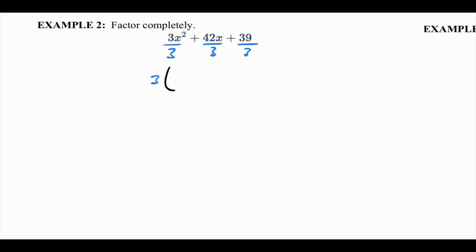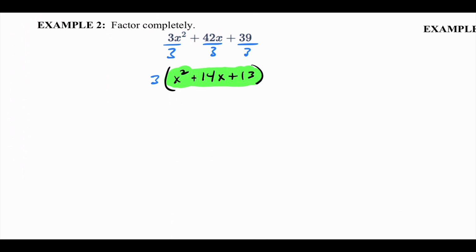3 goes into 3 once, so it just leaves x squared. 3 goes into 42 14 times, so 14x. 3 goes into 39 13 times.